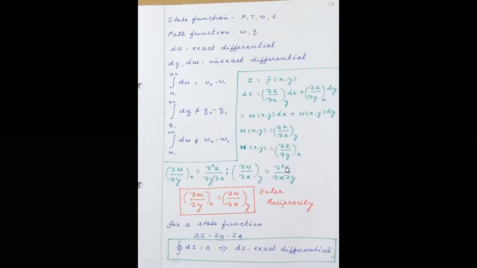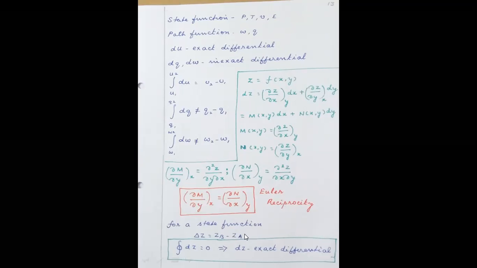So I get ∂²z/∂x∂y. So these two factors are equal. So I can write (∂M/∂y)x equal to (∂N/∂x)y. This is called the Euler reciprocity.